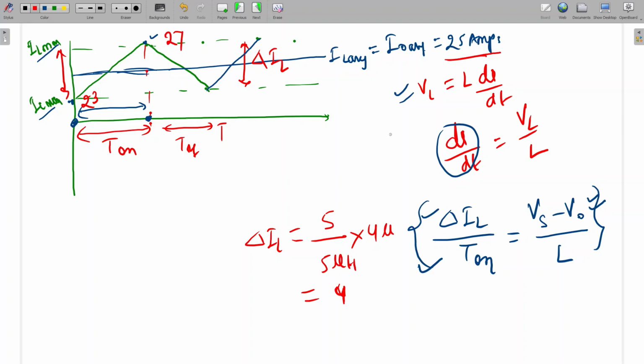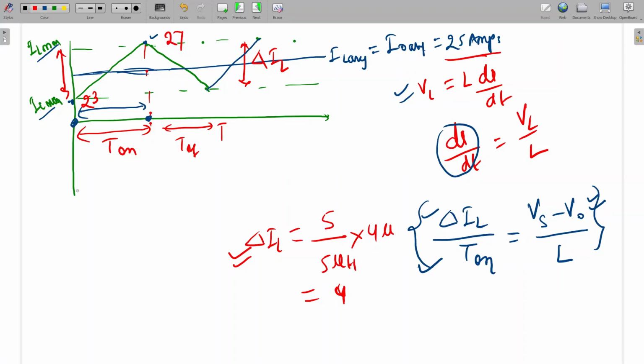So how are we deciding whether this is continuous or discontinuous? We calculate this delta IL and this average current. This average current is compared with half of delta IL. If it is more than half of this, we can say that it is continuous conduction. If it is just equal to half, then it is the boundary of continuous and discontinuous. Is it clear?